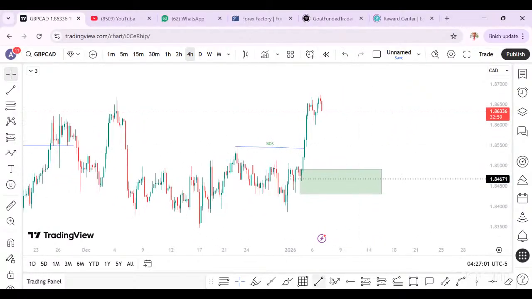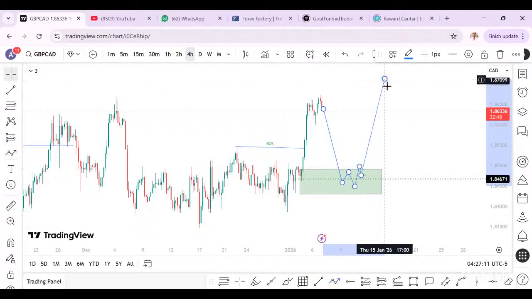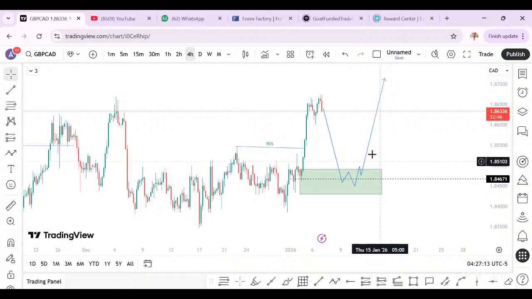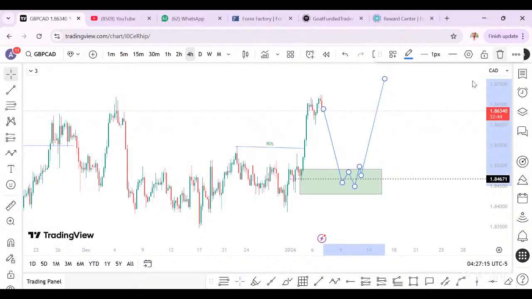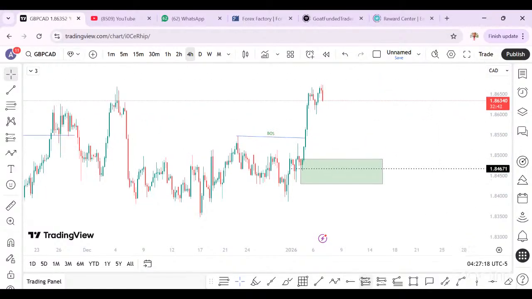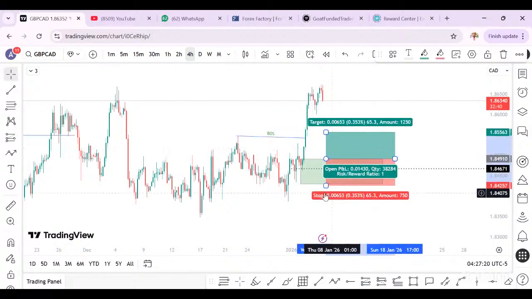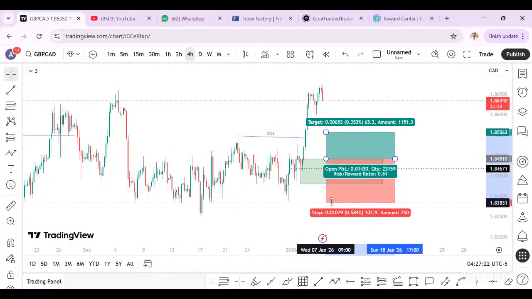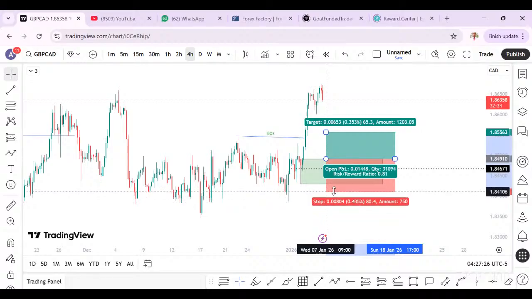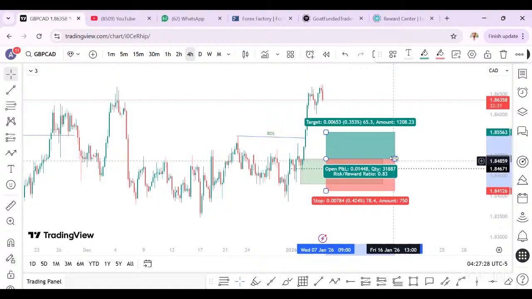If you want to buy, you can use a confirmation entry or an aggressive entry. Allow price to drop here, go to 15 minutes, and wait for a change of character on 15 minutes. Then you can buy. That is the confirmation entry. Or you just do an aggressive entry. Put your stop loss low here. Though it's wide, you can use it like this.